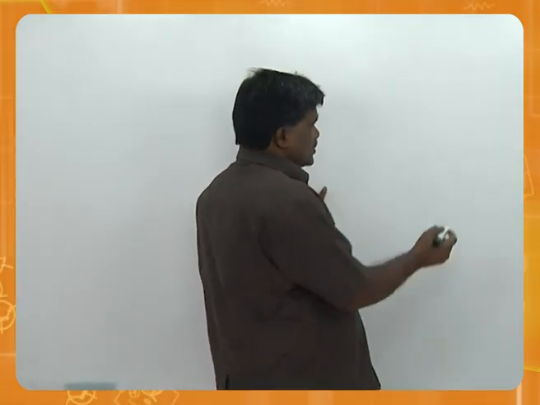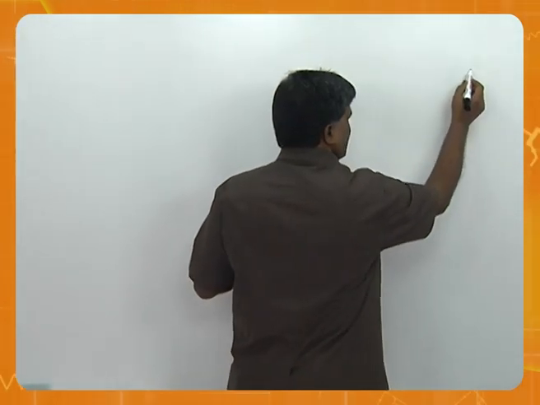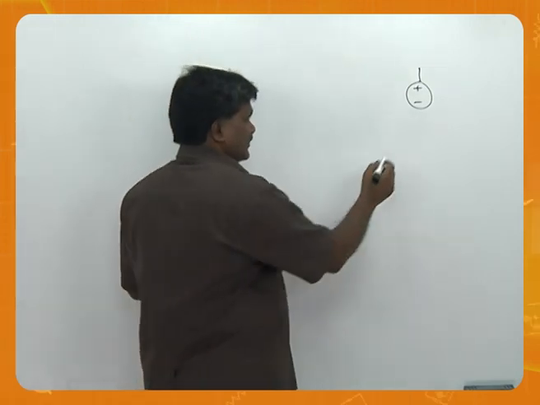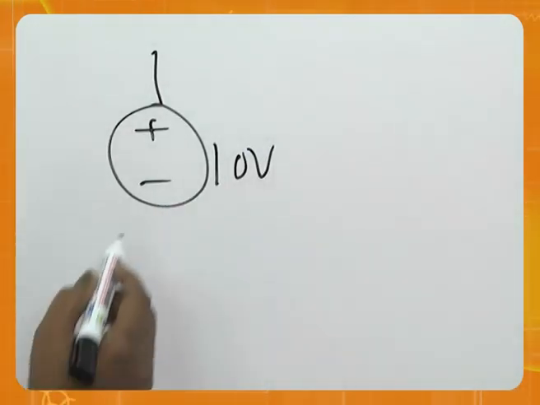In fact, I wish they would give more than 2, because the maximum marks in the GATE exam is 2. So we can't expect more than that. So the first thing that they are giving is the voltage, that is 10 volts.